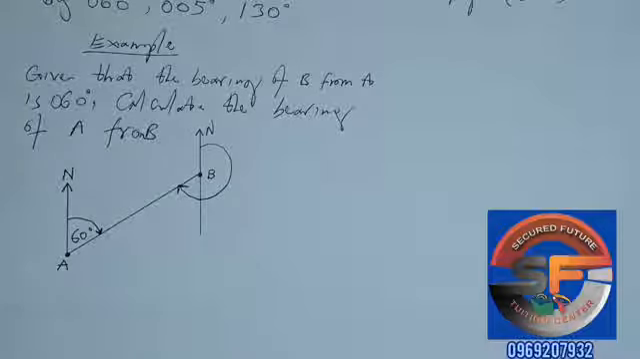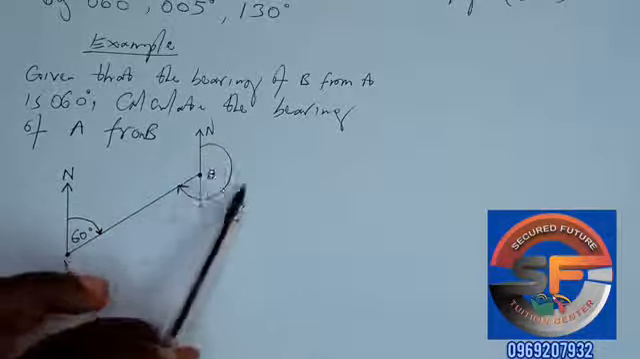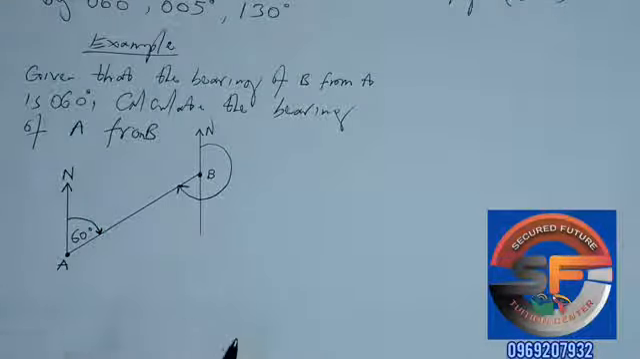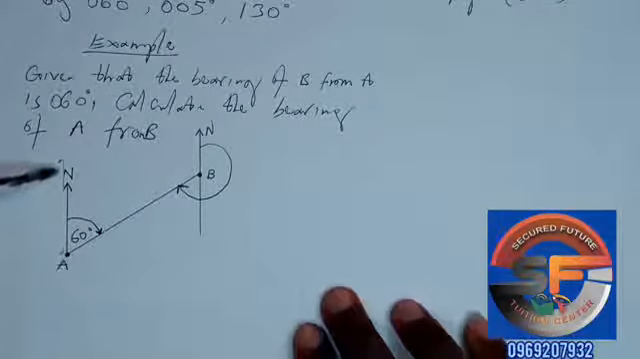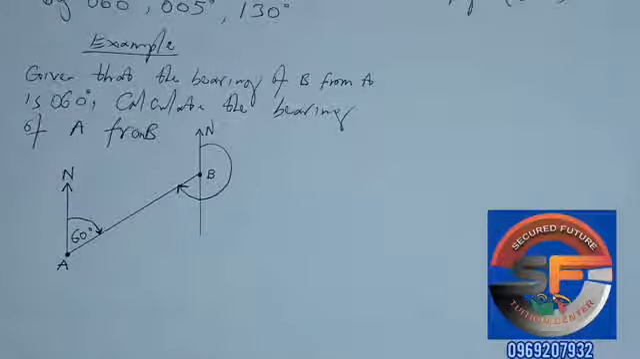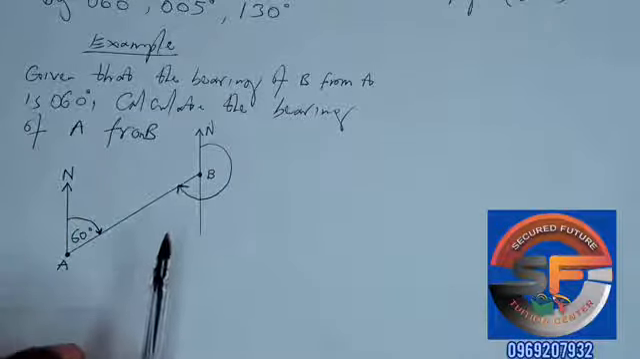Now, how do we find this angle? How do we know the value of this angle? In the first video, we discussed about 7 concepts. One of the concepts we said, when you have 2 parallel lines, for example, here this is north and this is north. Meaning these 2 are parallel, they will never meet.